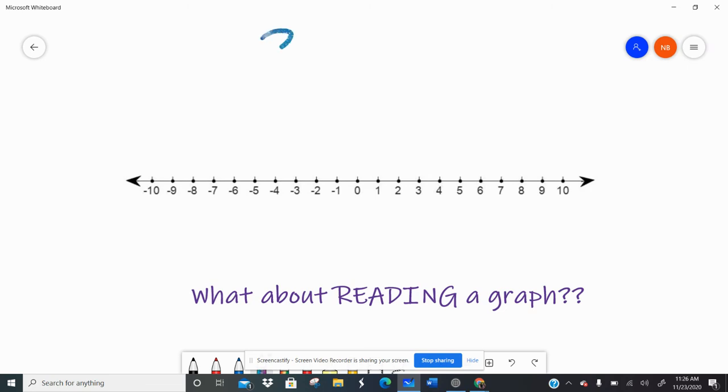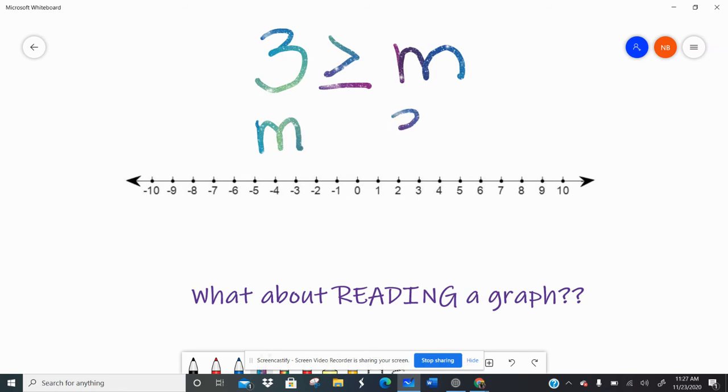Well, the variable doesn't always come first. Sometimes I have 3 is greater than or equal to m. I like to graph with the variable first. I could walk through the process and think of numbers that are technically less than 3, because 3 is greater than the number, but I like to flip it. So I'm going to put the variable first and the number second.